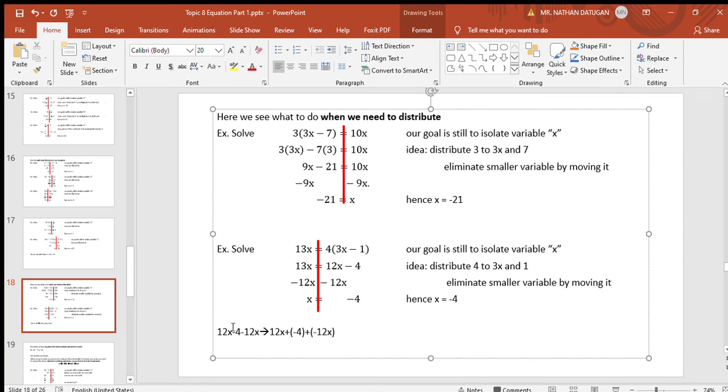Again, you guys don't need to show this. You can just simply go from 12x minus 4 minus 12x, and then you go to negative 4. You don't need to show this part. But do write it in your scratch paper if you get confused on how we went from here to here.